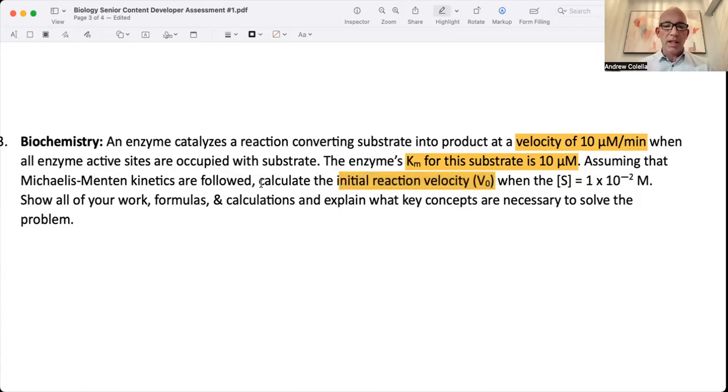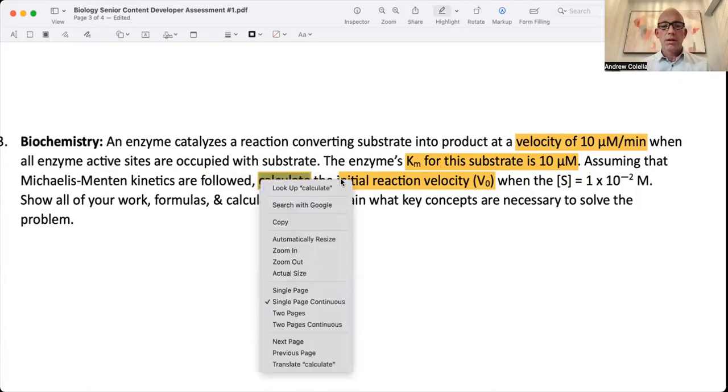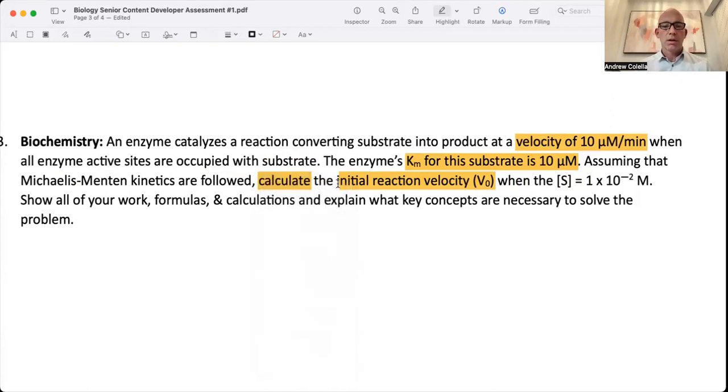Oh, I missed my highlighting tool there. Hang on just a second. Let's do this. Oh boy, sorry about that. We'll get this straight sooner or later. There we go. Look at that.